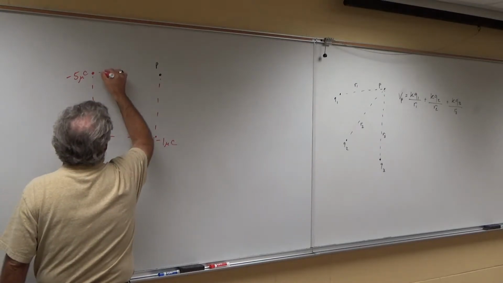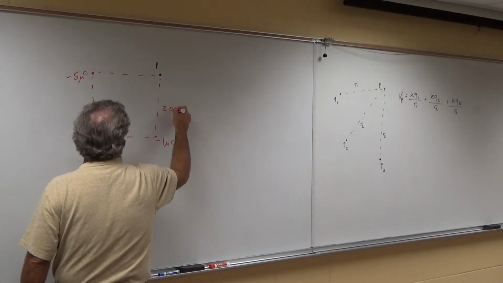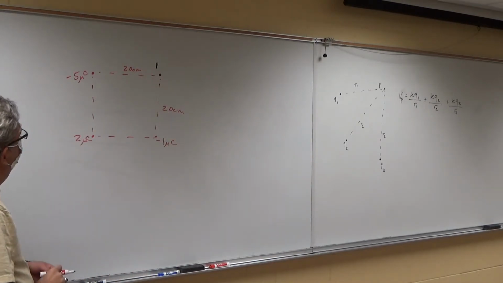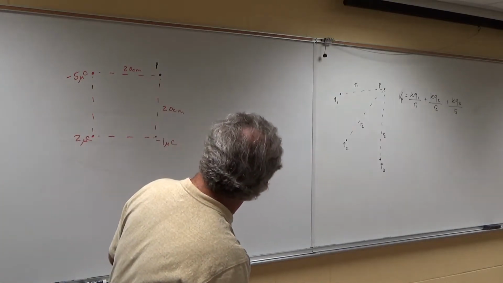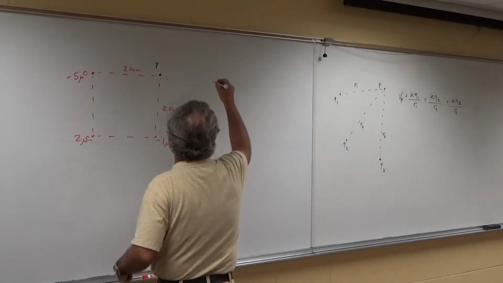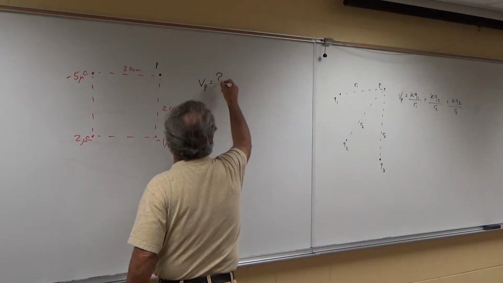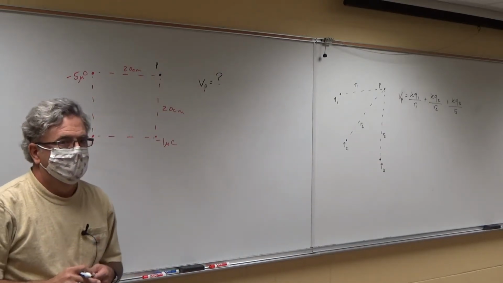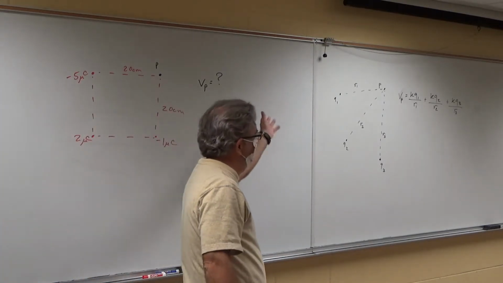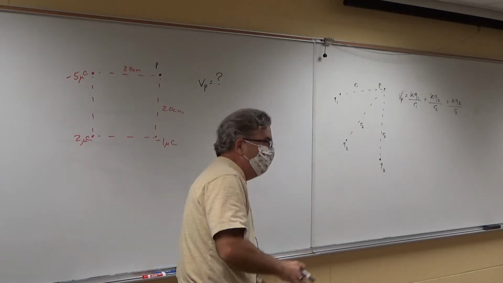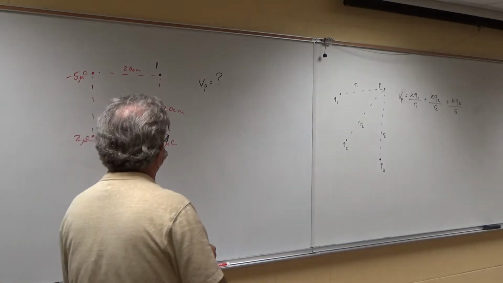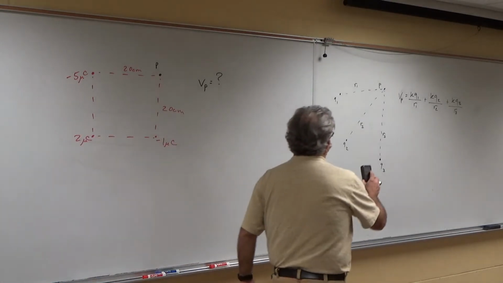And this is 20 centimeters by 20 centimeters. It's a square. It's not too bad. What is the potential at P? So VP equals what? Well, sum it up, just like I showed over here. You just add them up. No vectors, no components, but keep track of the signs. So I'll do that now.